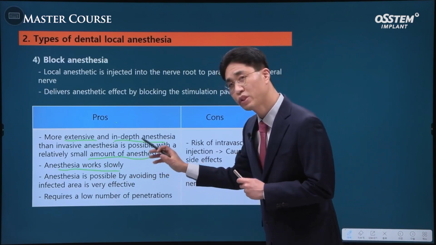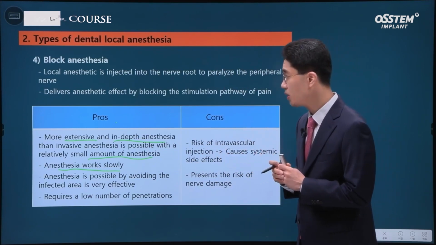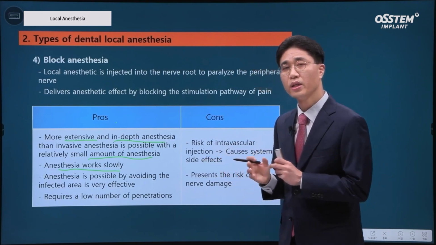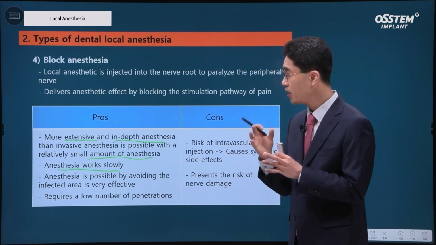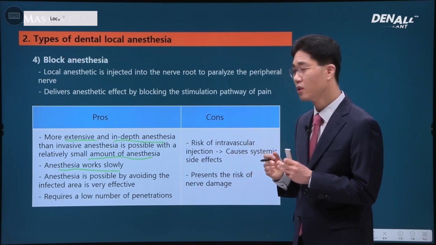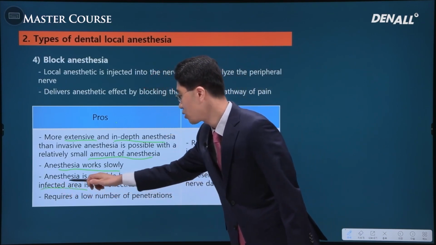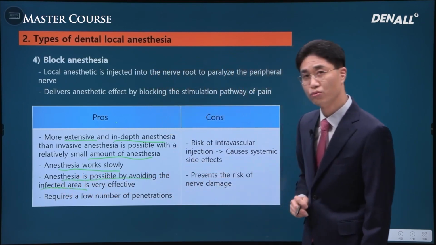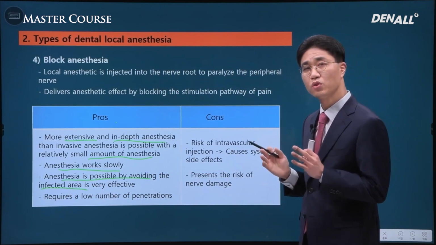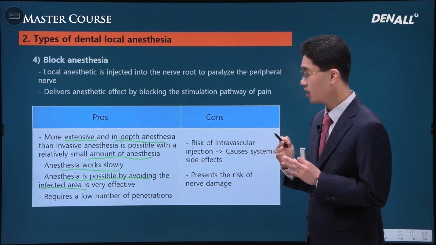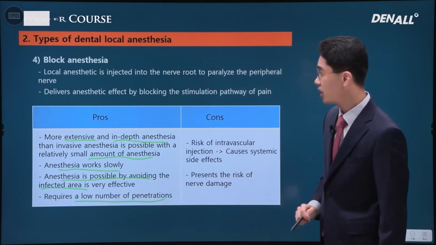Previously, I've talked about how it is impossible to use infiltration anesthesia in areas where there is inflammation or infection. However, in the case of block anesthesia, anesthesia can be performed by avoiding that infected area. Even in areas where there is inflammation, anesthesia can be performed. This is the benefit of block anesthesia. Compared with infiltration anesthesia, the number of needle penetrations goes down.